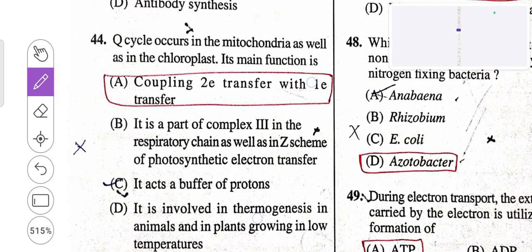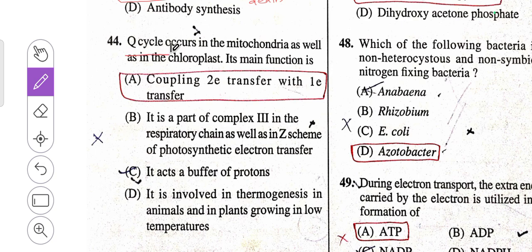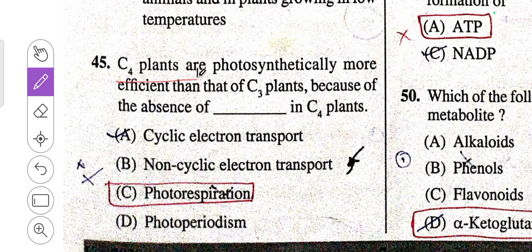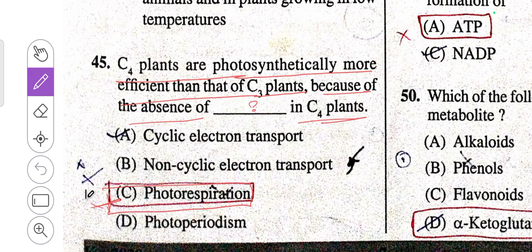Then 44th question, Q cycle occurs in mitochondria as well as in chloroplast. Its main function is the coupling of two electron transfer with one electron transfer, that is A is the right answer. Then 45th question, C3 plants are photosynthetically more efficient than C4 plants because of the absence of dash in C4 plants. In case of C4 plants, there is no photorespiration. Because of this, C4 is more efficient than C3. So C is the right answer.